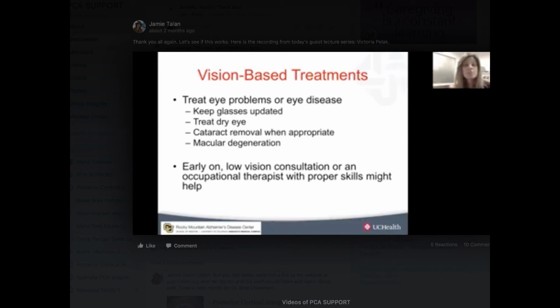So vision-based treatments, first we always start with treatment of eye problems or eye diseases. Keep your glasses updated, treat dry eye, remove cataracts when appropriate, treat macular degeneration, because if we can get the picture at its best in the brain, then we will have improved ability to process. And early on, low vision consultation or an occupational therapist may be able to help with some skills. This is what she's saying.